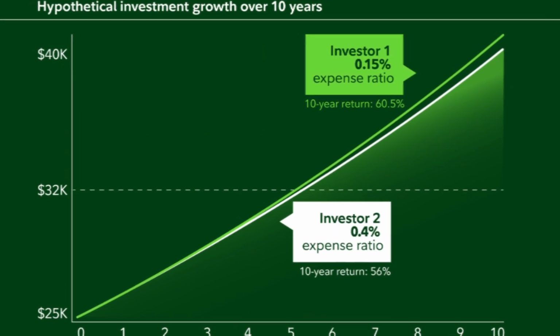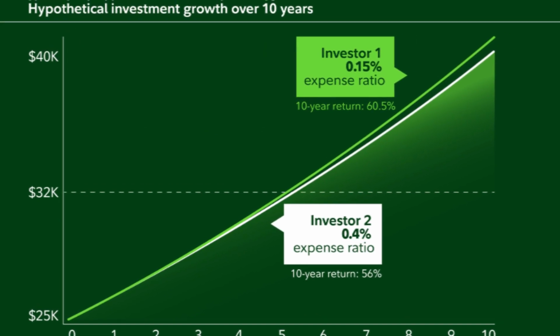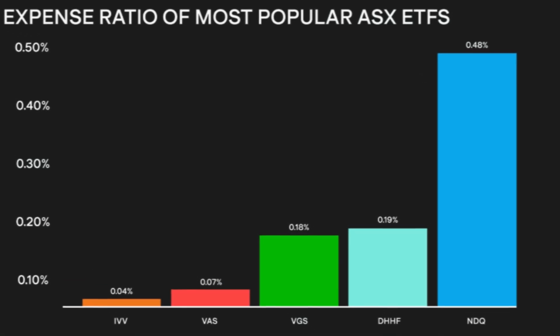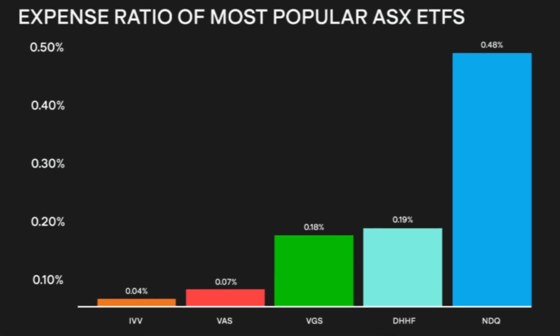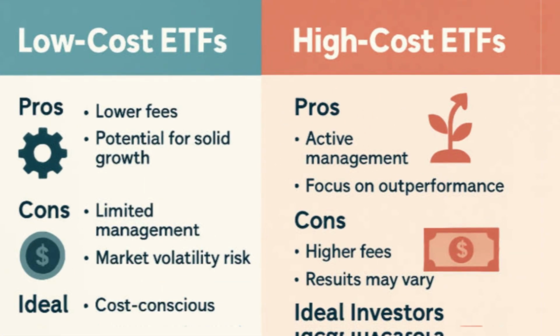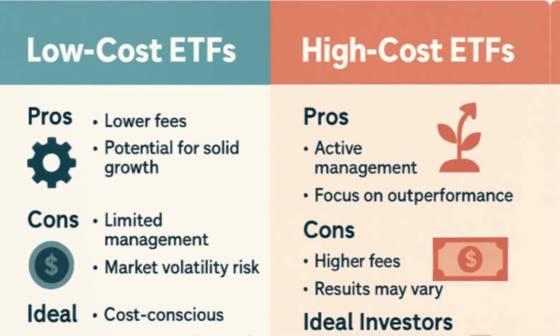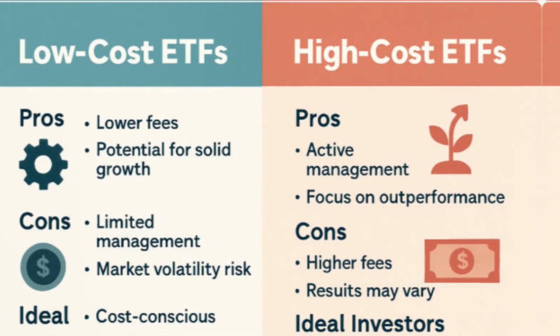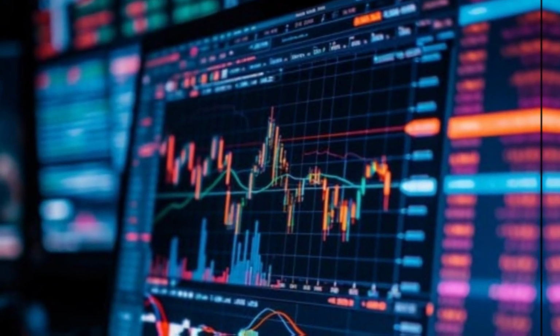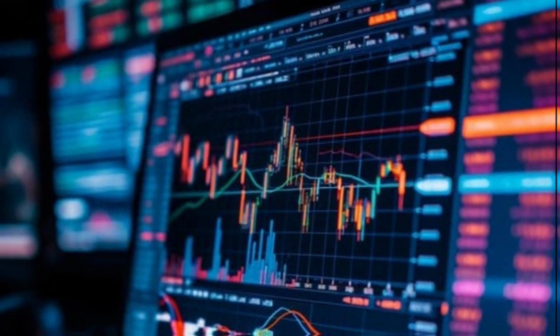QQQM tracks the same Nasdaq 100 index, but it was created later as a lower-cost option for investors who are not trying to trade in and out every day. In simple terms, QQQ is like the high-speed trading machine, while QQQM is more like the long-term wealth-building version. And the key difference comes down to fees.